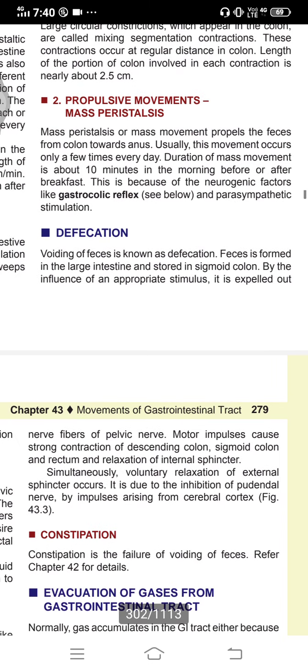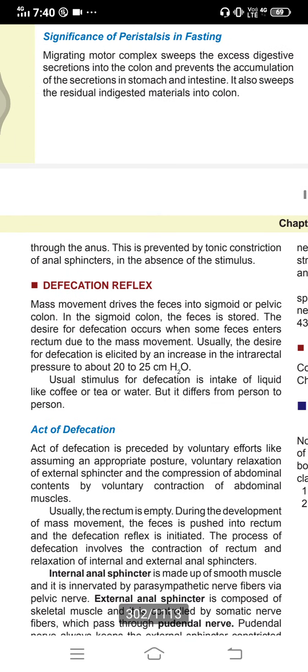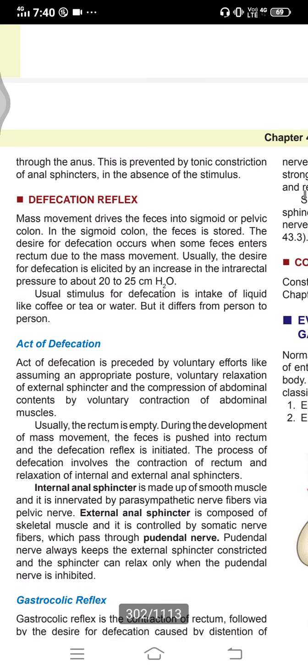Now let's talk about defecation. Voiding of feces, that is emptying of feces from the intestine out of the body, is called defecation. Feces is formed in the large intestine and stored in the sigmoid colon. By the influence of appropriate stimuli, it is expelled out through the anus. This is prevented by tonic constriction of the anal sphincter in the absence of stimuli. There is a reflex for that also, that is the defecation reflex.